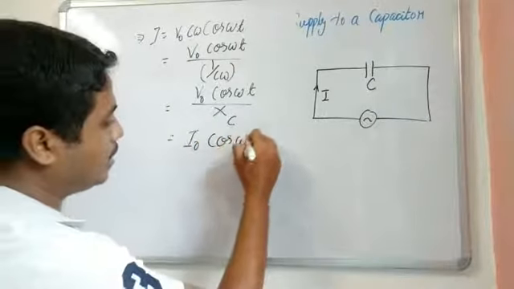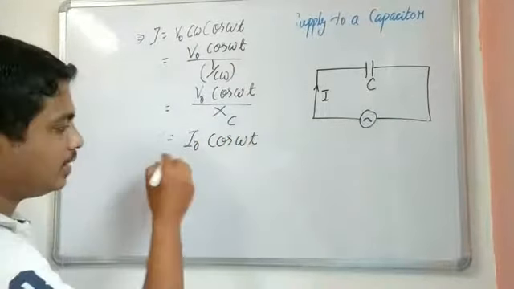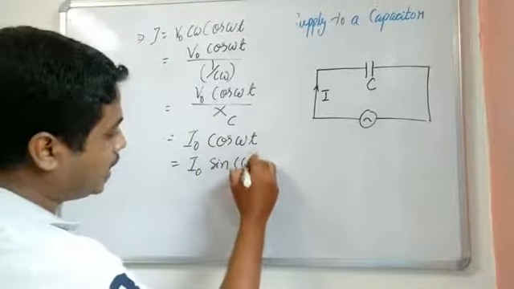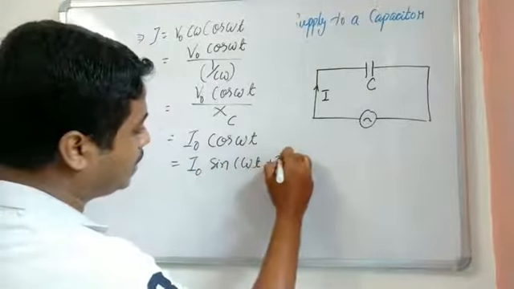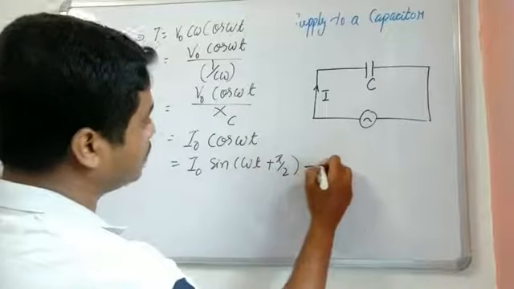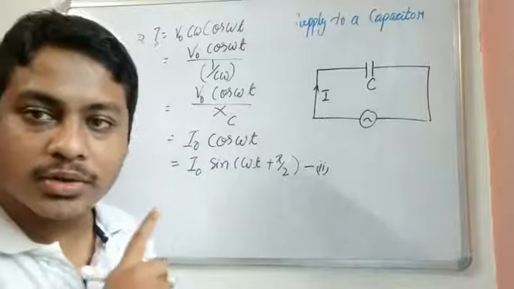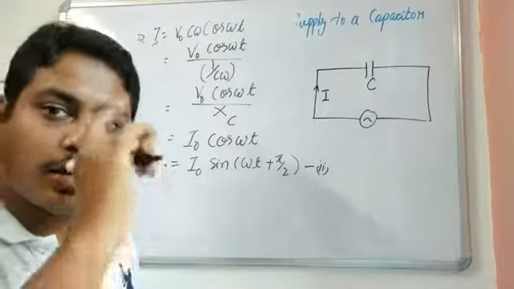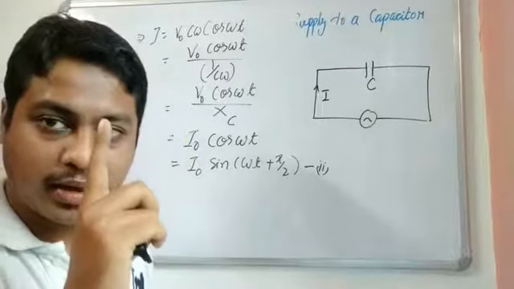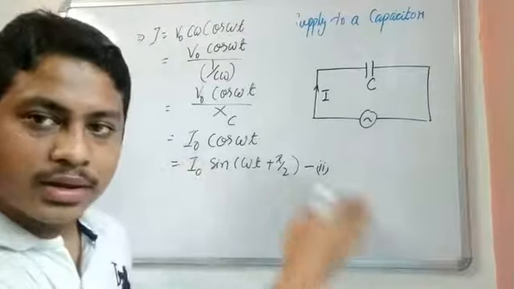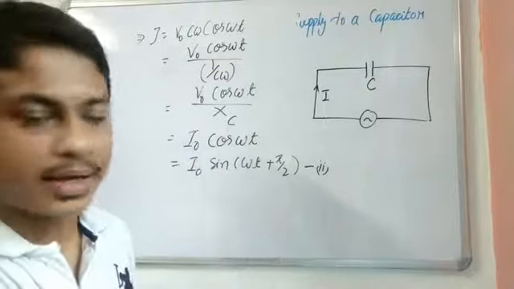So it will be I naught cos omega t. Now I naught, it will be sine omega t plus pi by 2. It will be equation number 2. Why have I converted into sine theta? Because you can see your voltage equation also was in sine theta. So you need to convert this cos theta into a sin theta, then only you can compare it.